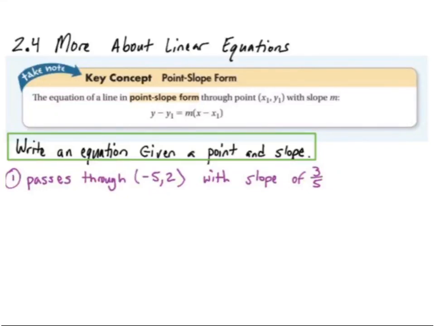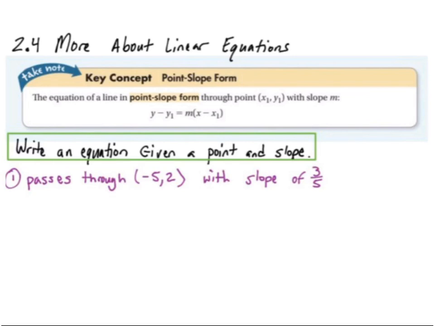All right, section 2.4, more about linear equations. So today we're going to talk about point-slope form to start off with. The equation of a line in point-slope form through a given point with a slope m. So if I provide you with a point and the slope, you can start by putting your equation of a line in point-slope form, and then if need be, simplify this down into slope-intercept form.